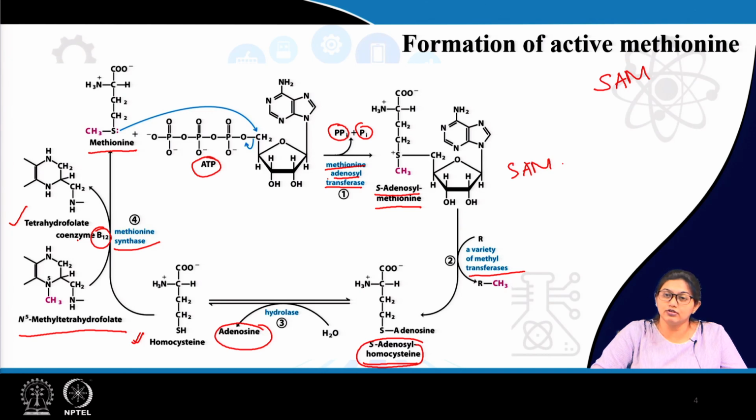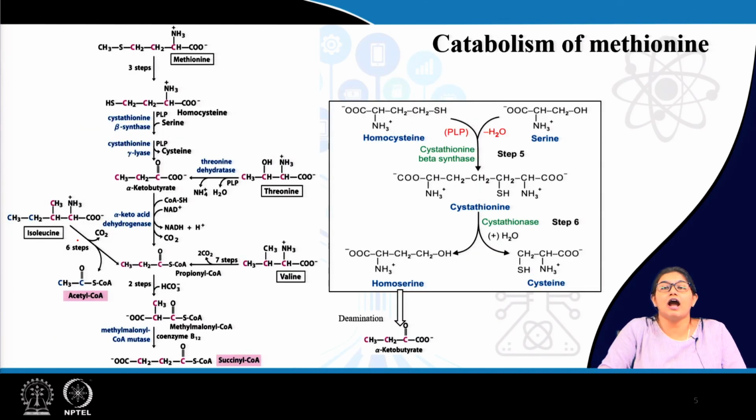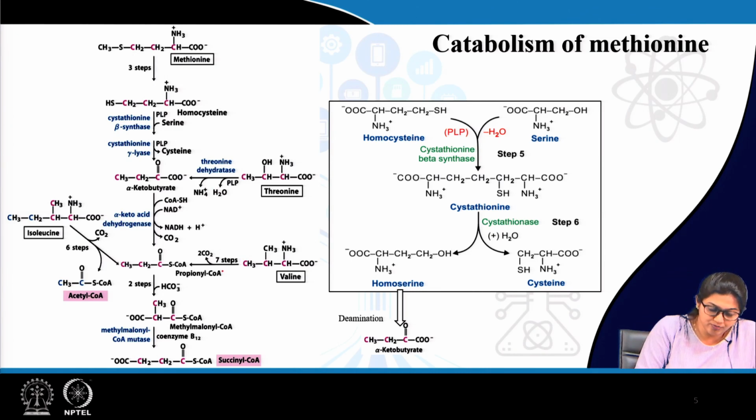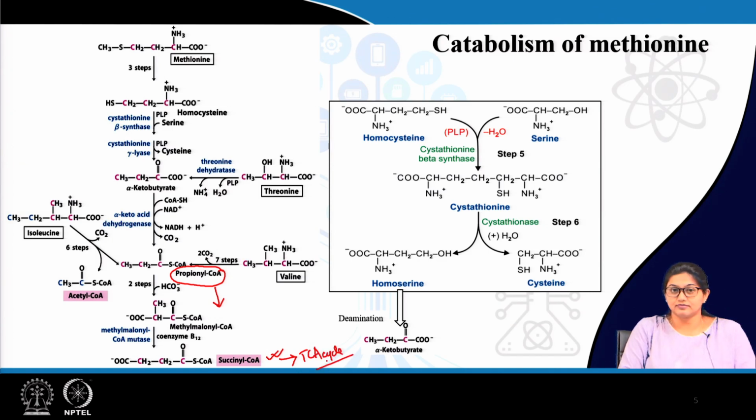So, here you can see that homocysteine can be reutilized to form methionine, or it can undergo catabolism to form propionyl coenzyme A. So, the end product of methionine catabolism is propionyl coenzyme A, and you know the fate of propionyl coenzyme A via methylmalonyl coenzyme A formation. It forms succinyl coenzyme A, and the succinyl coenzyme A can enter the TCA cycle. So, that is why methionine is called a glucogenic amino acid.